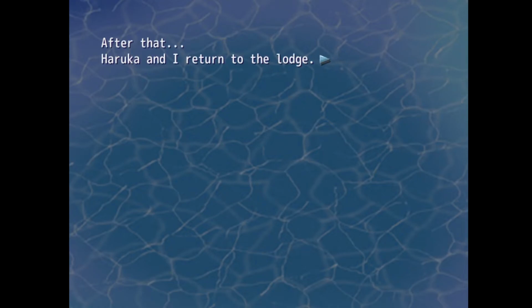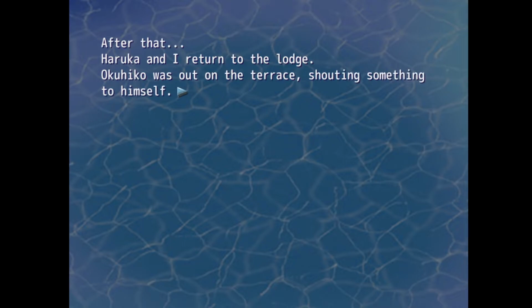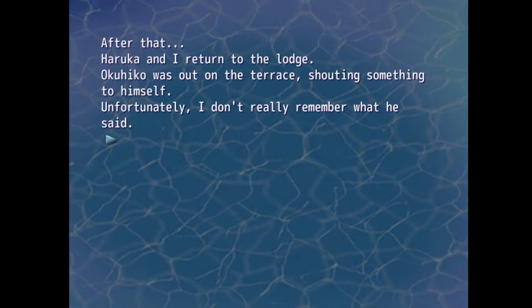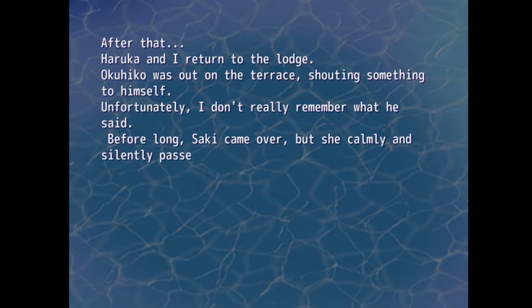After that, Haruka and I return to the lodge. Okuhiko was out on the terrace shouting something to himself. Unfortunately, I don't really remember what he said, because it wasn't plot important. Before long, Saki came over, but she calmly and silently passed by, as if nothing was happening.